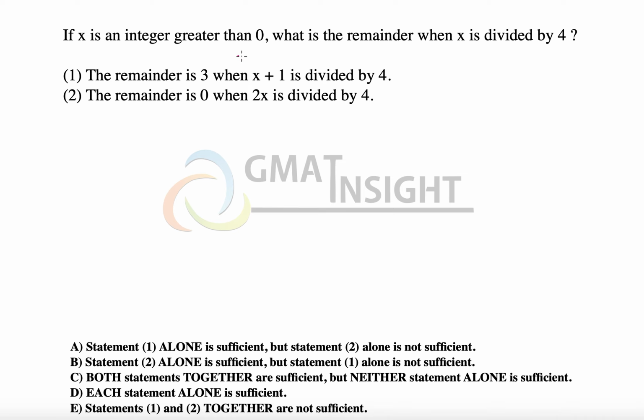If x is an integer greater than 0, what is the remainder when x is divided by 4? So we have to find out the remainder when x is divided by 4. Let's check the first statement.